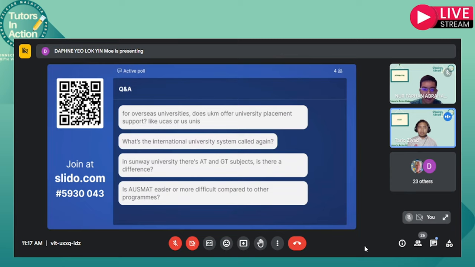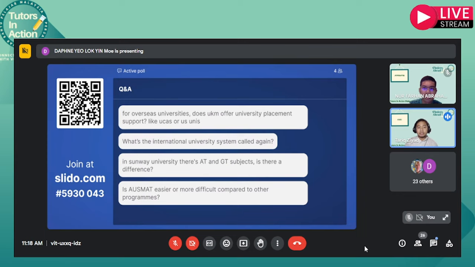So there is a bit of recognition if your letters are from PhD lecturers. So in terms of support, that's the only thing you're going to get. Other than that, there won't be any workshops or anything for the application. You will be able to get recommendation letters and referral letters from lecturers of UKM if you ask them.